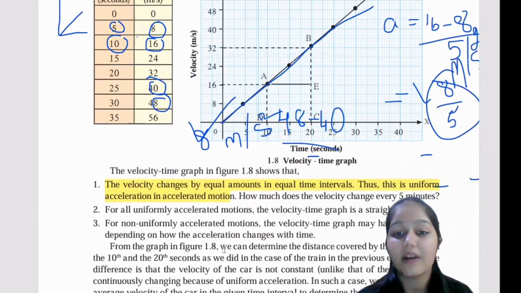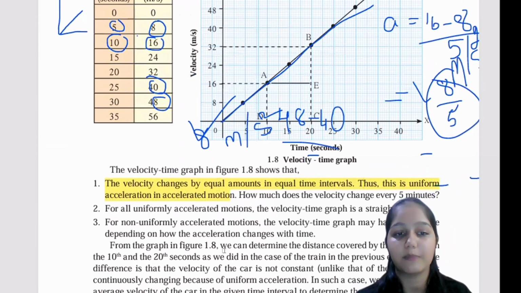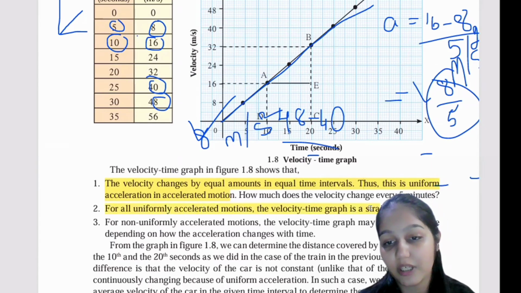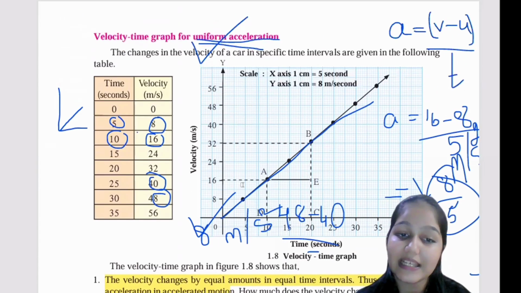Now, how does the velocity change every 5 minutes? For all uniformly accelerated motions, the velocity time graph is a straight line. Very, very, very important here. The straight line is like this.